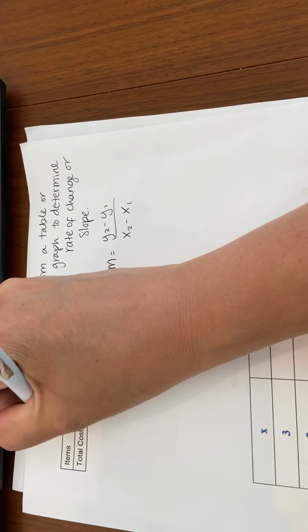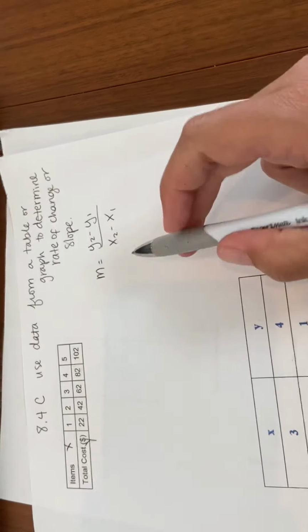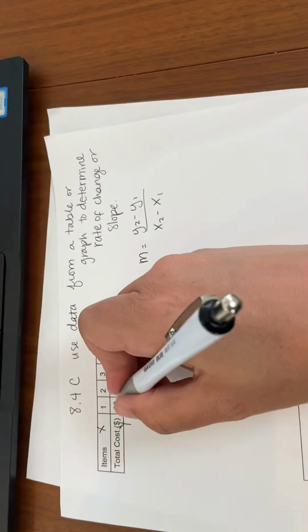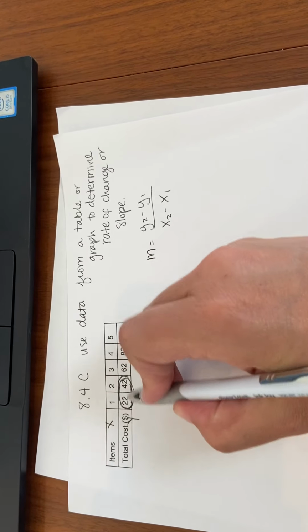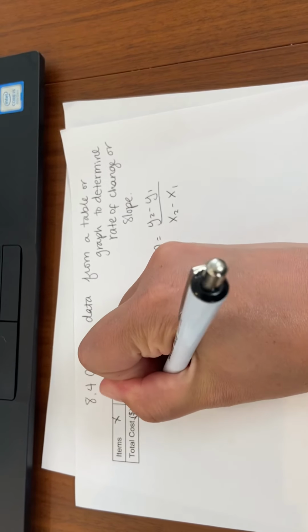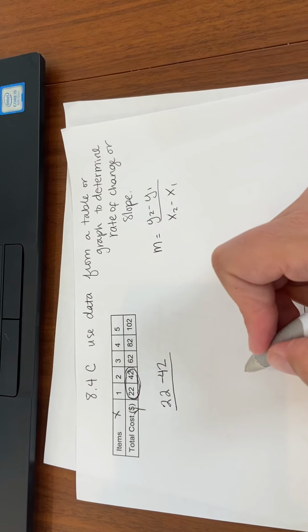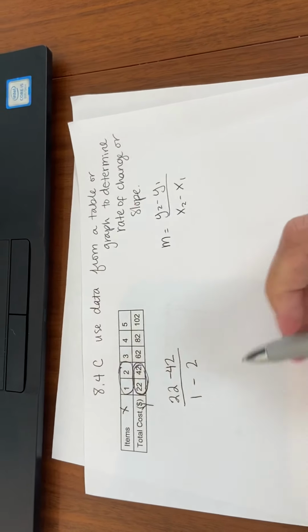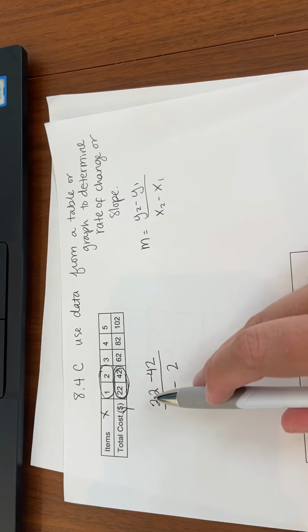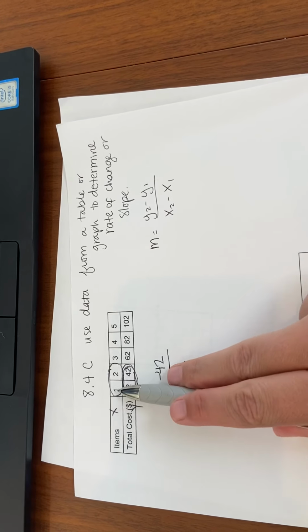So let's take a look at our first table. Tables always go x and then y, just like ordered pairs. And it says that we're going to have our y values on top. We need to subtract our y values. So I'm going to take these two y values and subtract them: 22 minus 42. And then I'm going to subtract my x values, and that goes on bottom: 1 minus 2. The biggest thing is to make sure that you're going the same direction both times, meaning if I did 22 minus 42, then I need to do 1 minus 2.